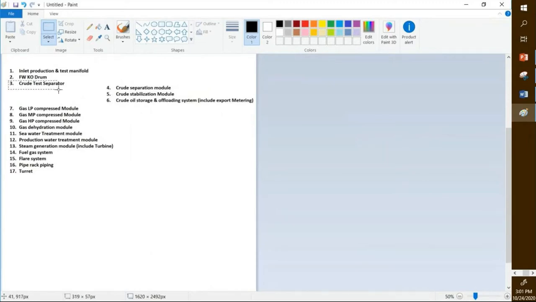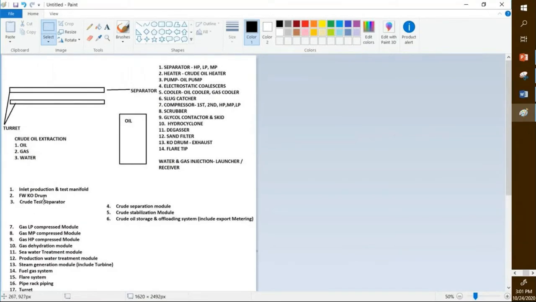A separator is just a vessel, it's not a module. Okay, a separator is a vessel. This is a vessel name, it's not a module. Yes, a combination of some equipments we consider as a module. So this is the exact name. This is final. And KOD drum and flash drums and all are equipment names, so these are not modules.